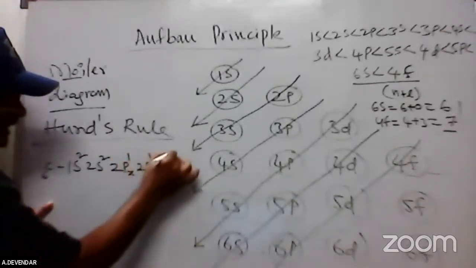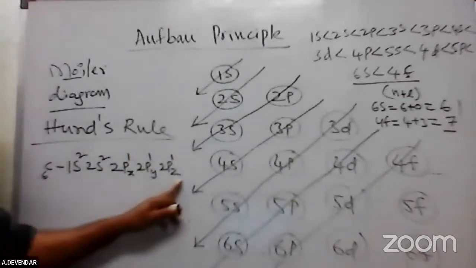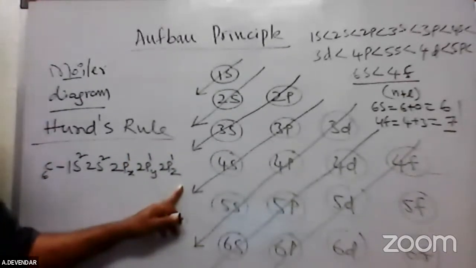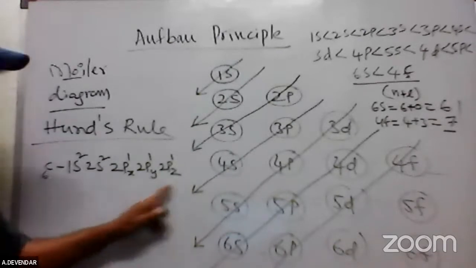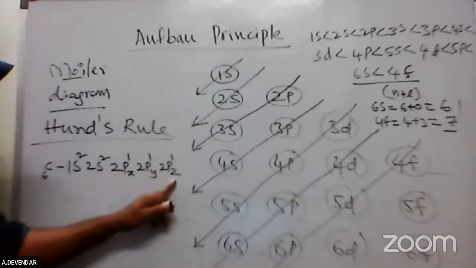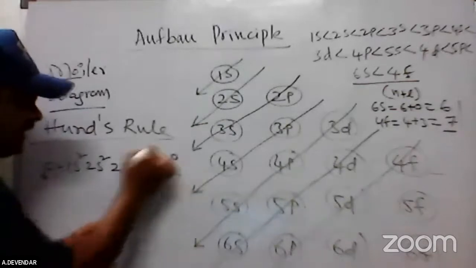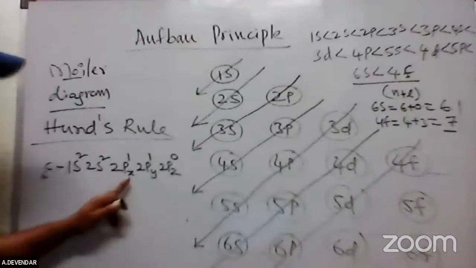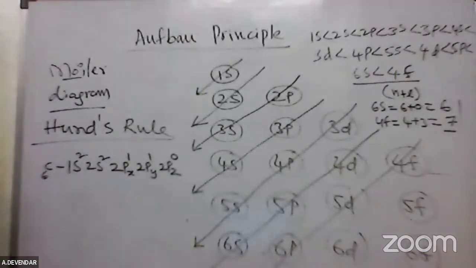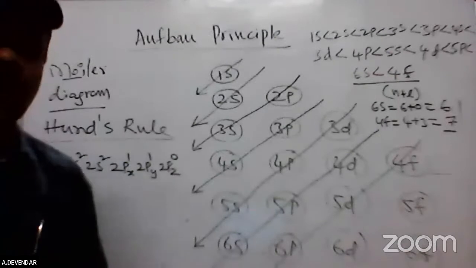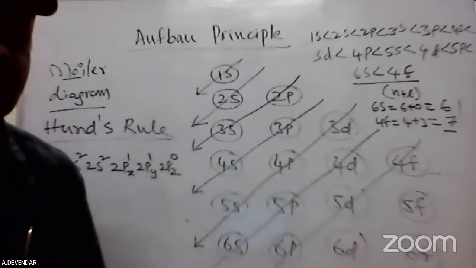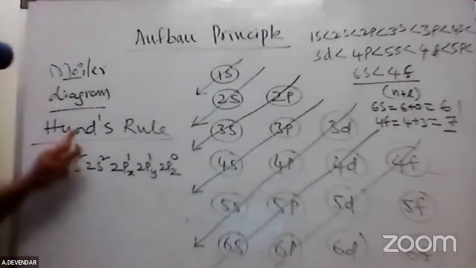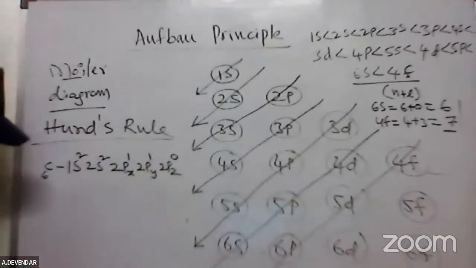So if degenerate orbitals are available, the electrons do not pair until each orbital holds at least one electron. See, each orbital holds at least one electron. Why do they not pair? Because degenerate orbitals are present. If degenerate orbitals are available, the electrons do not pair up until each orbital holds at least one electron; this is called Hund's rule. That is the reason we get this.